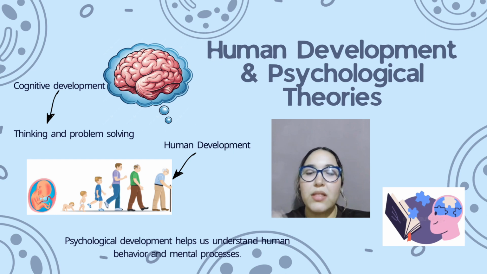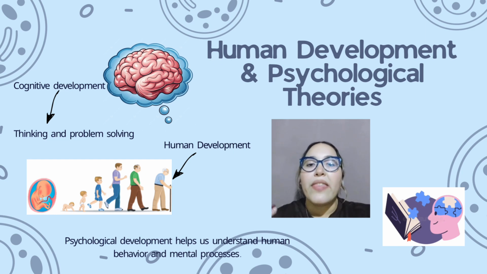To conclude, the vocabulary and concepts from Unit 1 are very important for psychology students because they help us understand human behavior, mental processes, and the different stages of development. These topics also improve our academic English and communication skills, which are necessary for reading, speaking, and understanding psychological information in English.